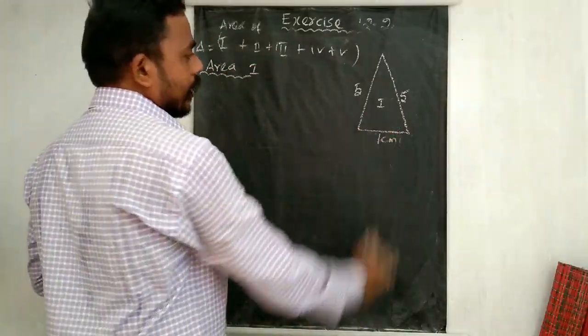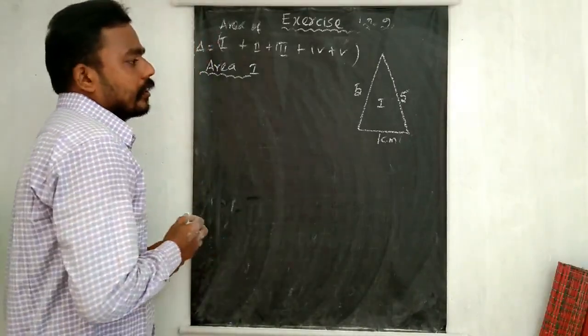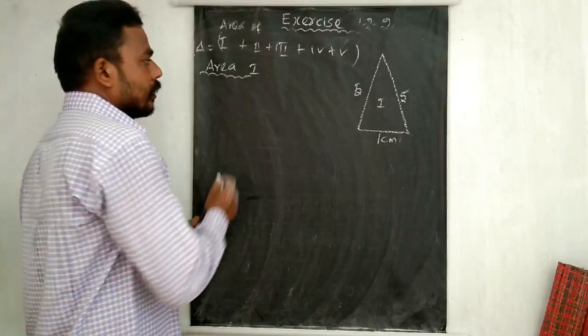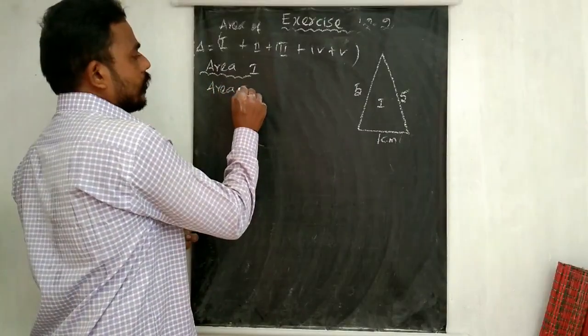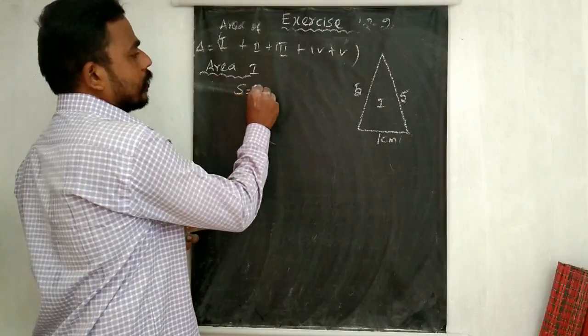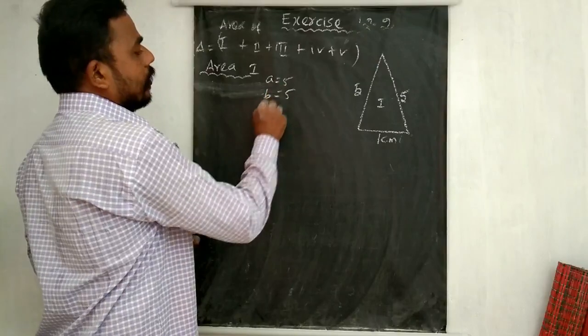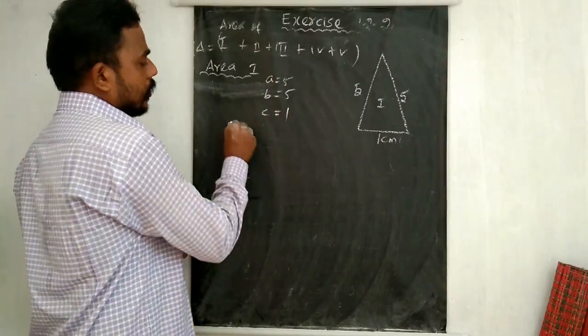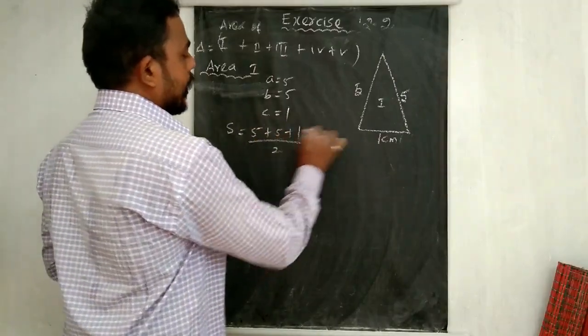So it's a triangle with 3 sides. I can find this area by using Heron's formula. So area 1. For that I need to find S. A equal to 5, B equal to 5, C equal to 1. So S equal to (5 plus 5 plus 1) divided by 2. So 11 by 2.